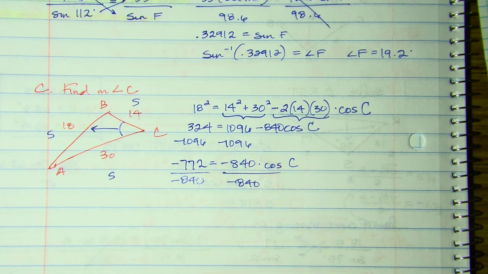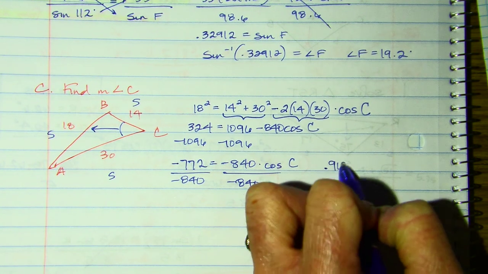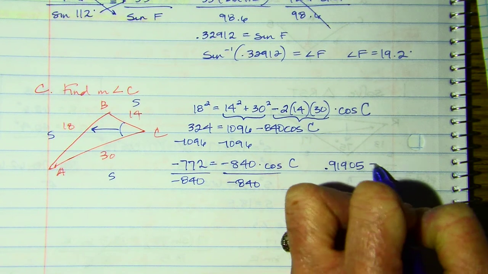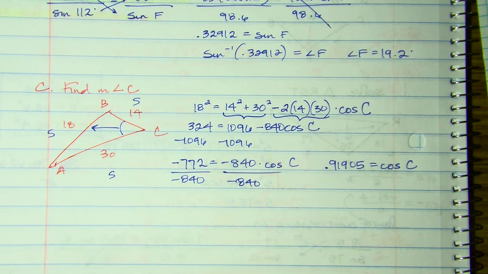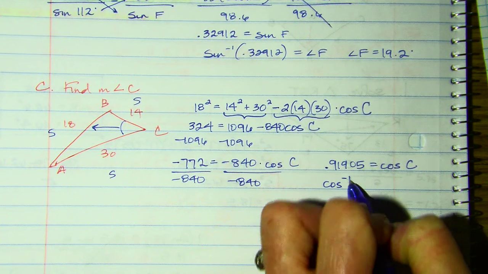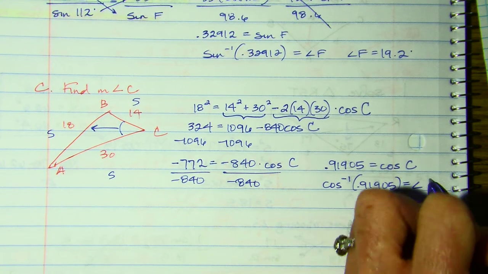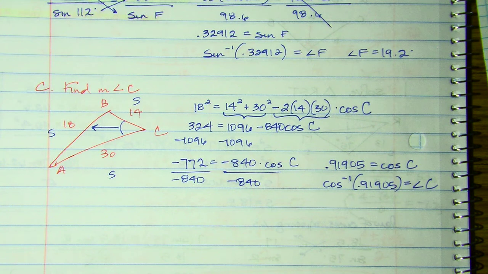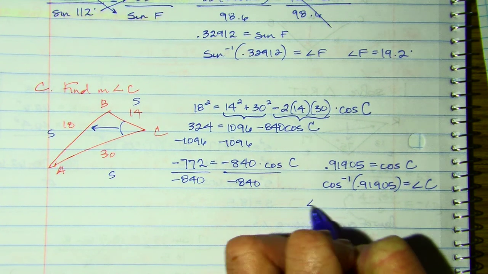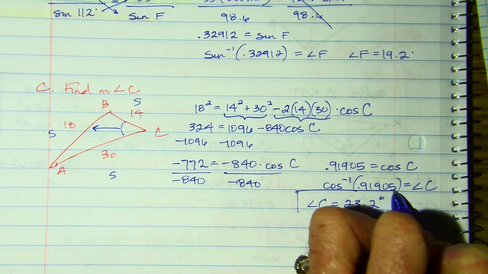And so I get negative 772 divided by negative 840. I get 0.91905 equals the cosine of C. Remember, when we have a decimal and we don't know our angle, then we do cosine inverse of the decimal we got, and it will tell us our angle. So cosine inverse of the answer I received, angle C equals 23.2 degrees.